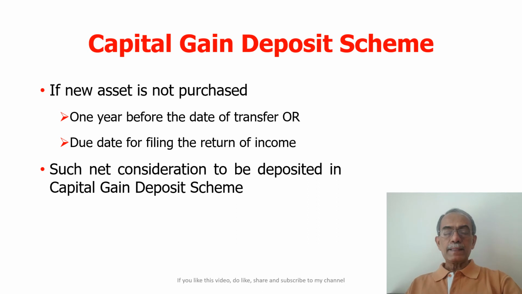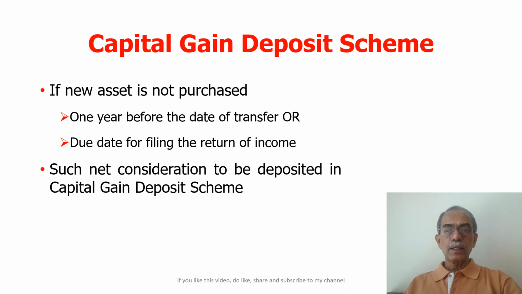Suppose I sell a piece of land today. The due date for filing the return of income is in July. So from February to July, I'm not able to buy or construct another house. Then the entire amount of net consideration has to be deposited in this capital gain deposit scheme.